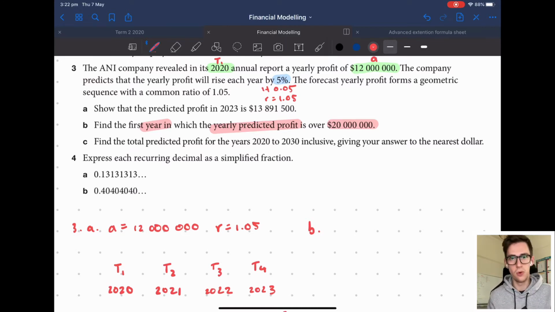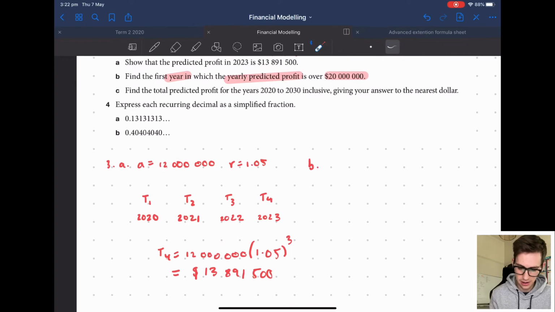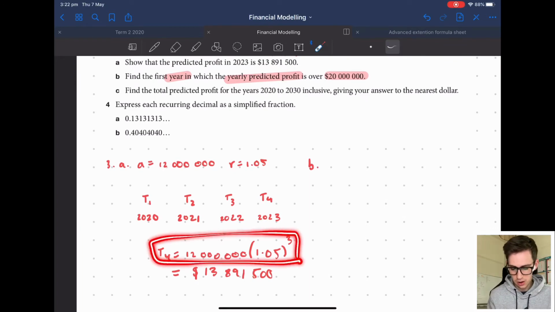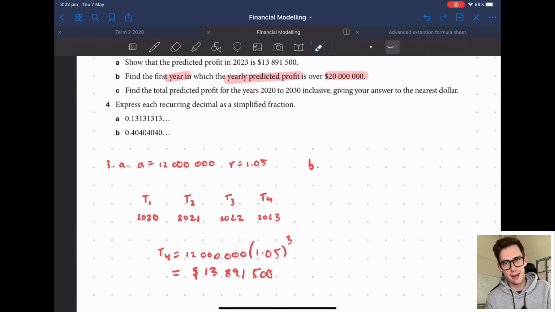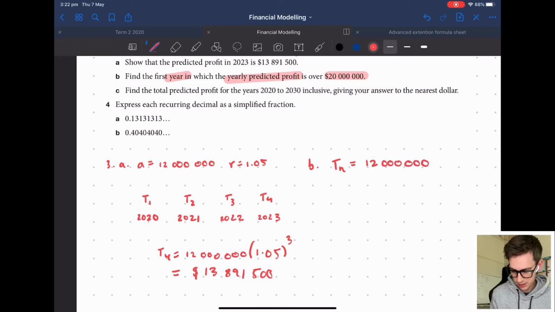When I set this up for myself, I'm going to be saying, okay, I have my formula for a term, don't I? I just did that a minute ago, it's just here. I want to generalize that for n to get the general rule, right? For any term, I'm going to have 12 million with 1.05 to the n minus 1.